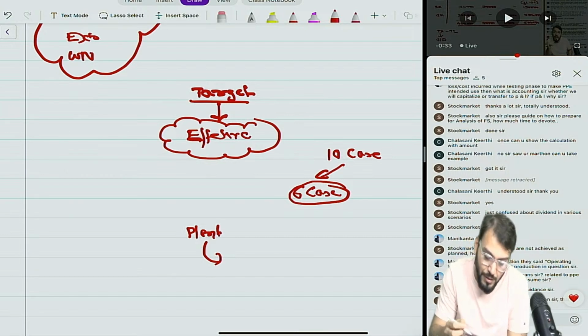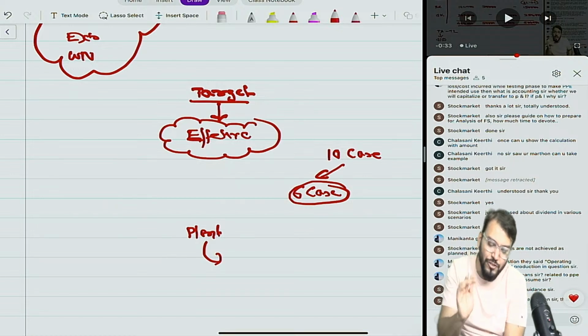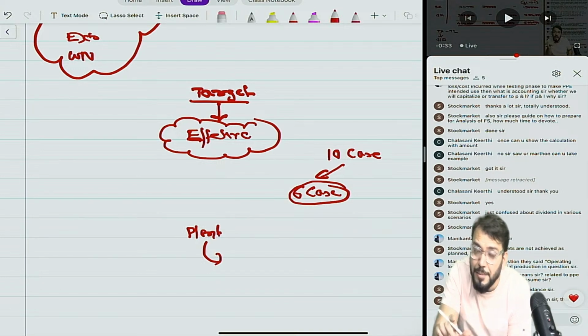Understood? Have you understood what that means related to PPE or something else? How will we assume, sir? I hope now you have understood, Manikanta, whether your doubt is over or not. So initial operating loss will never be capitalized.